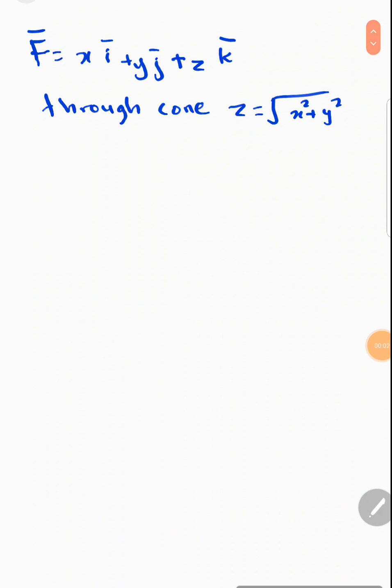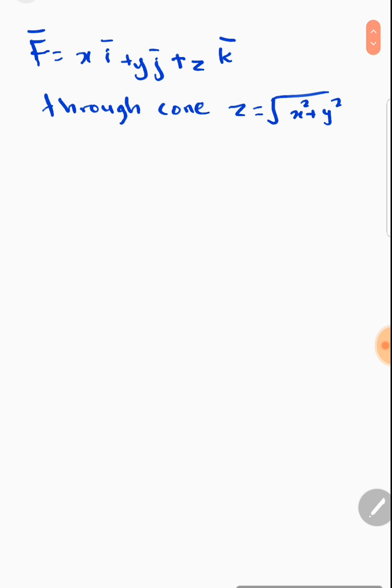Hi, so in this video we're going to look at an example on flux. We have the vector field F, which is xi plus yj plus zk, and you're supposed to find the flux that goes through this cone z given by the square root of x squared plus y squared.